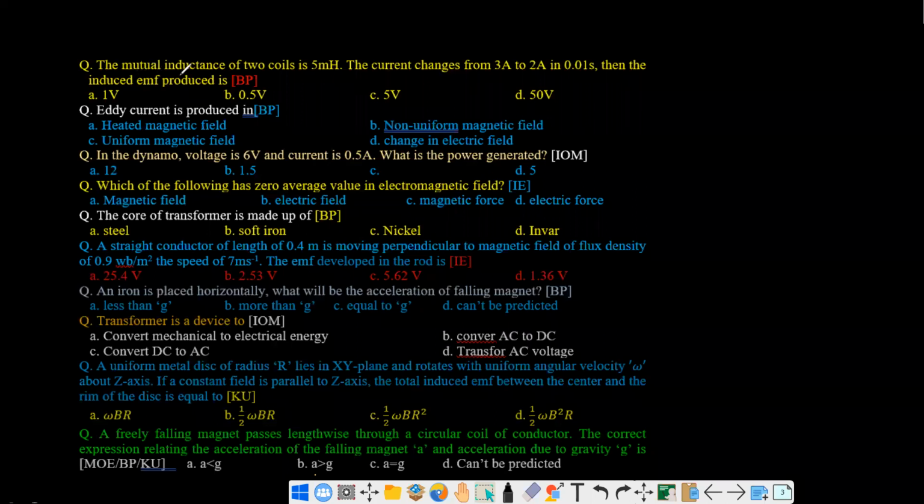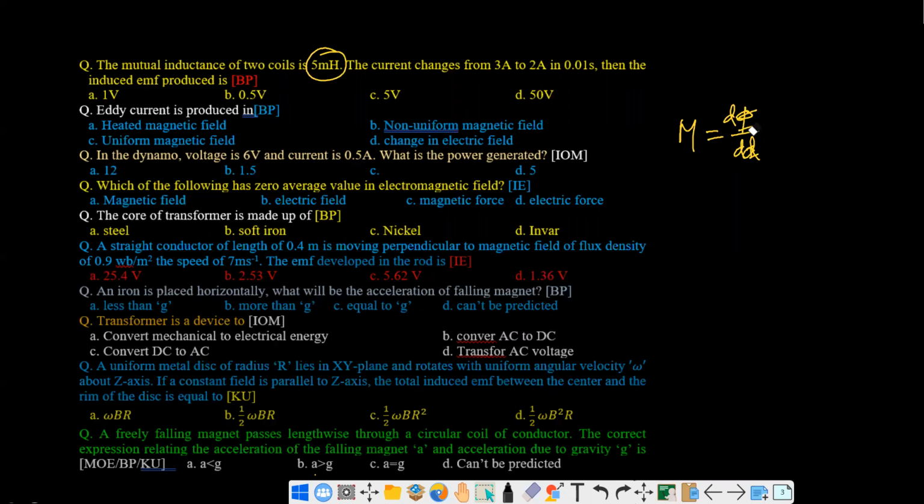Okay, the mutual inductance of two coils is 5 millihenry. The current changes from 3 ampere to 2 ampere in this much time. In mutual induction or self induction, we know the simple formula, which is d phi by di. Here the question asks that the mutual inductance of two coils is 5 millihenry, and the change in current is this one. So mutual inductance, di by dt. Let me just write again.